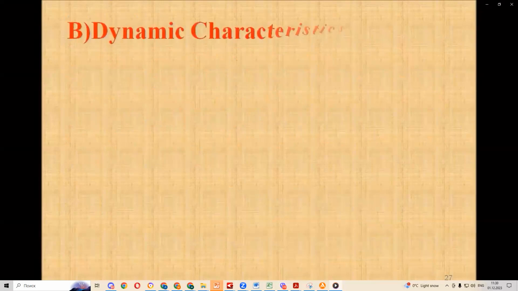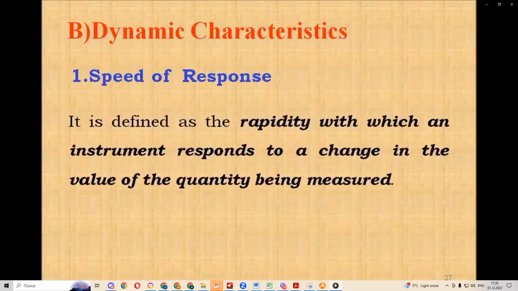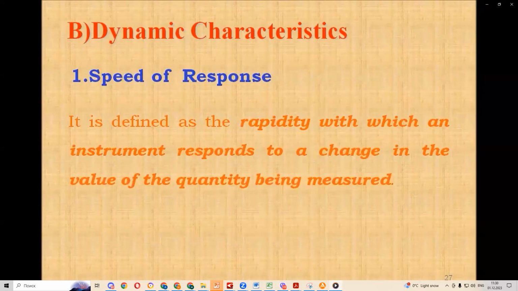Next type of characteristics is dynamic characteristics. First dynamic characteristic is speed of response. It is defined as the rapidity with which an instrument responds to a change in the value of the quantity being measured. Second dynamic characteristic is fidelity.